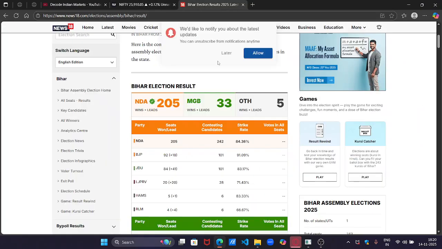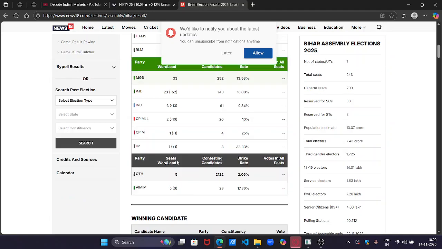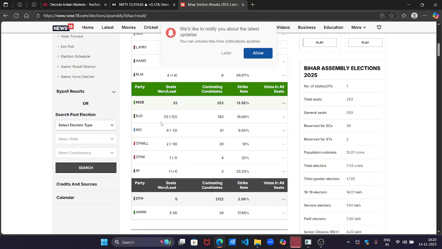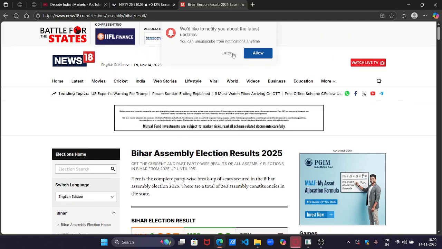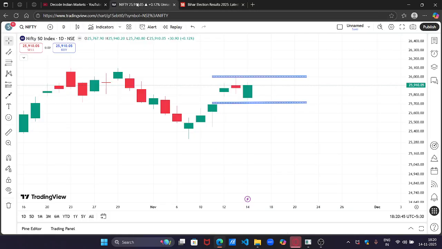So today was a big day for India since we had the Bihar election result, and as we have all seen, NDA won with 205 seats and Mahagathbandhan with 33 seats. You can see BJP got like 92 seats, JDU 84, and these are the other parties. In Mahagathbandhan, total 33 seats, RJD got 23 and Congress just 6, which is 13 seats less than last time. So it's a very clear and big win for NDA.